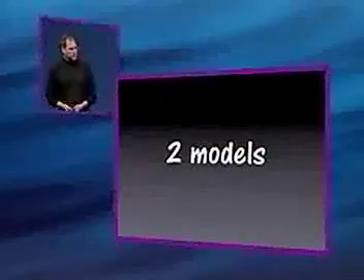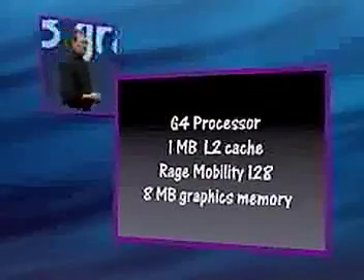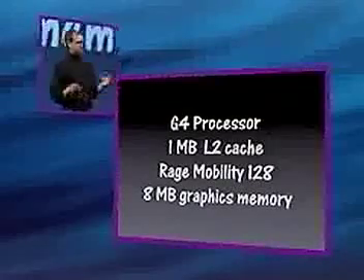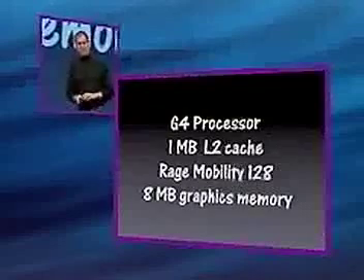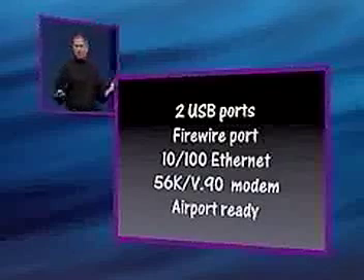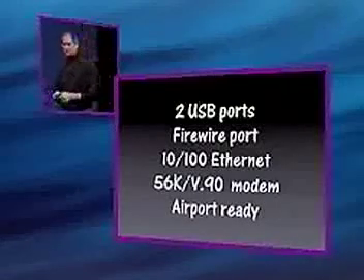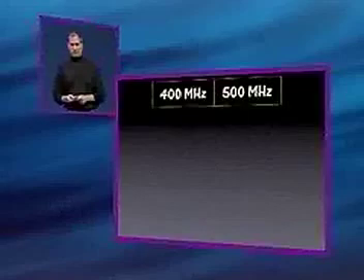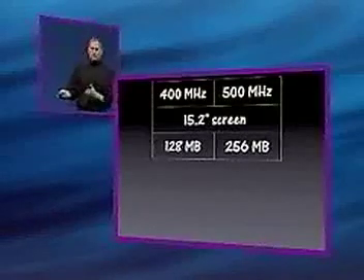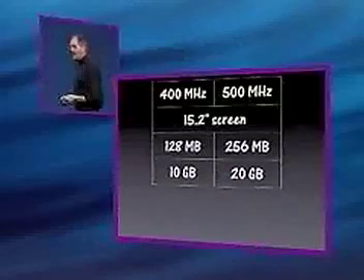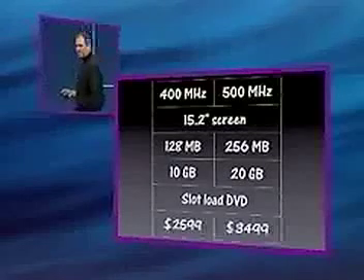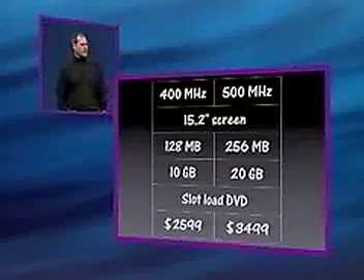2 models. They both share a G4 processor, 1 megabyte of L2 cache, Rage Mobility 128 graphics, the fastest graphics going in portables, 8 megabytes of graphics memory, 2 USB ports, a FireWire port, Ethernet, modem, AirPort, VGA, S-video, 400 and 500 megahertz. Both share the 15.2-inch screen, 128 megabytes and 256 megabytes, 10 and 20 gigabyte drives, configurable up to 30 if you want to do a BTO. Slot load DVD in both of them, $2,599, $3,499.